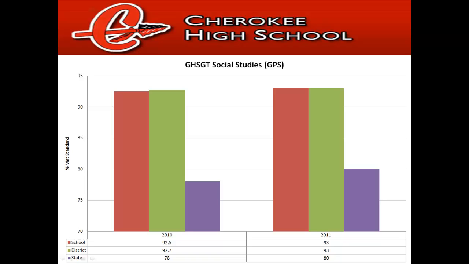For the social studies GPS, we have 2 years worth of data. And in 2010, Cherokee High School had 92.5% meet the standard, and in 2011, 93%. So not much growth there. The district, the same thing, 92.7 in 2010 and 93 in 2011. The state, however, increased 2 points from 78 to 80. But as with much of the other data we've looked at so far, the school and the district were well above the state in these areas.